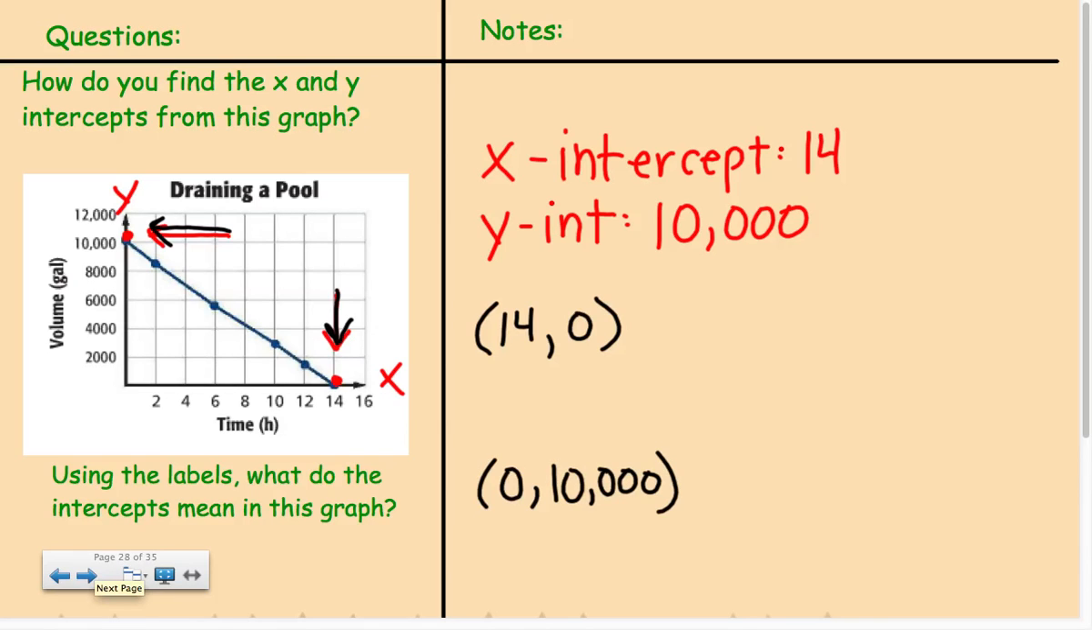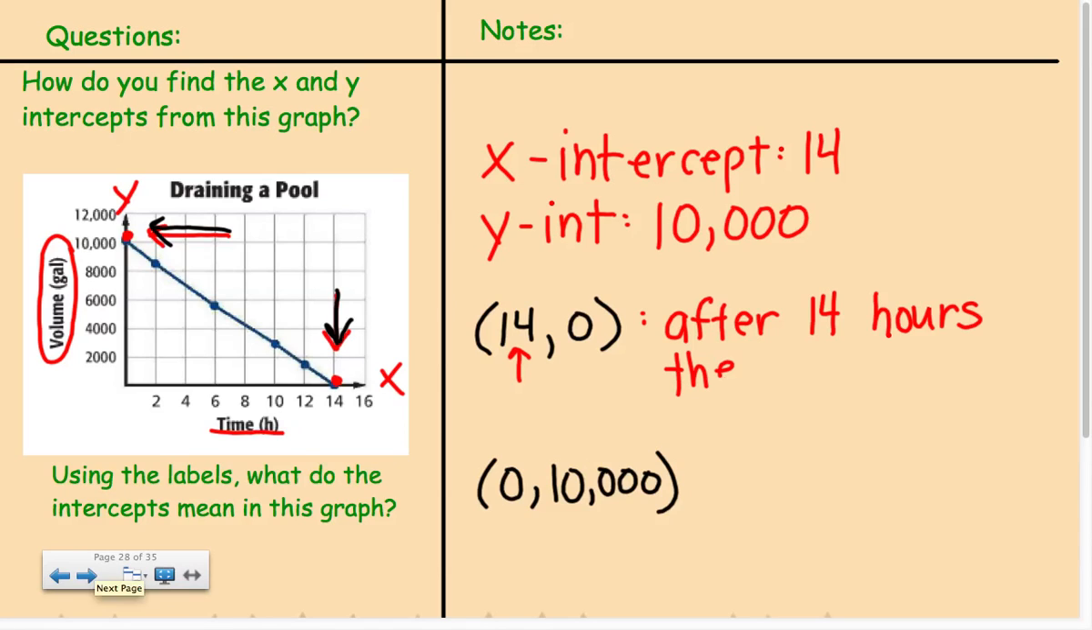All right, so let's look at this one first. The 14 right here means the time in hours. So after 14 hours, and then I gotta look at my label on the right, the volume in gallons. So the 0 means there are 0 gallons, and then remember we're draining a pool, of water in the pool.